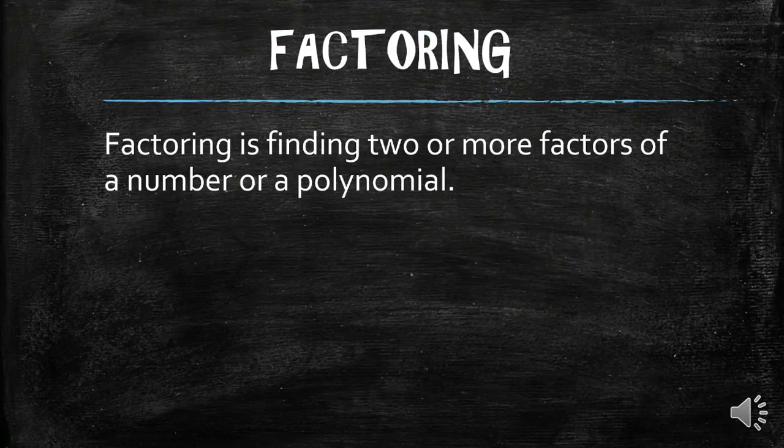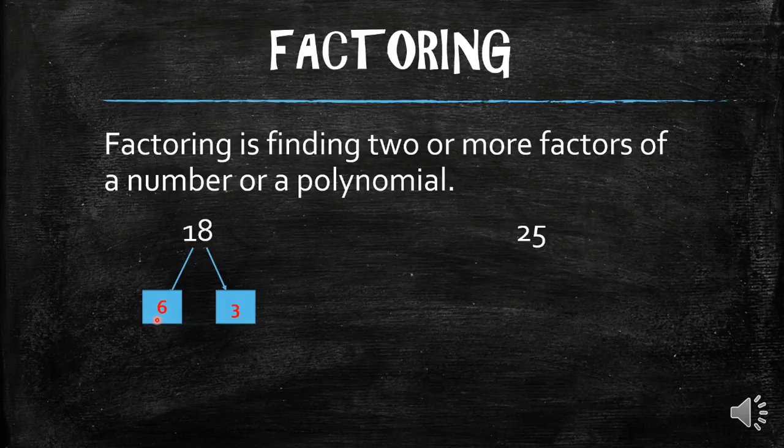Factoring. Factoring is finding two or more factors of a number or a polynomial. So let's get an example, 18. 18 has many factors, but we have 6 here and 3. If we multiply these numbers, we equally get 18.